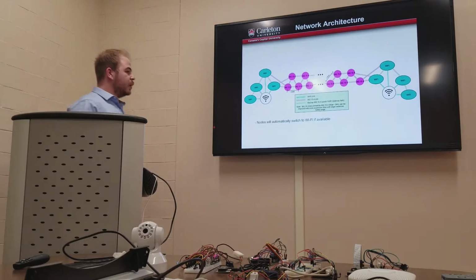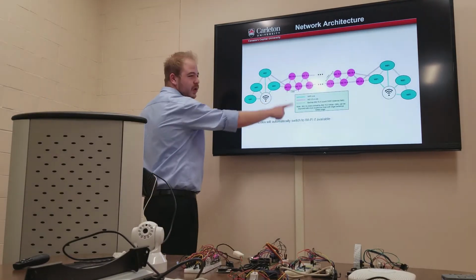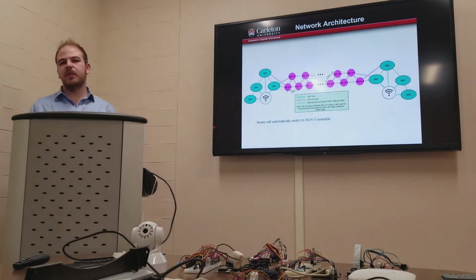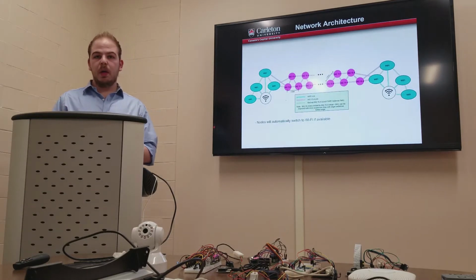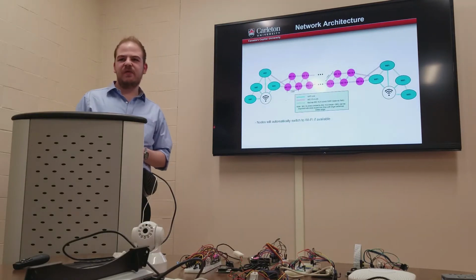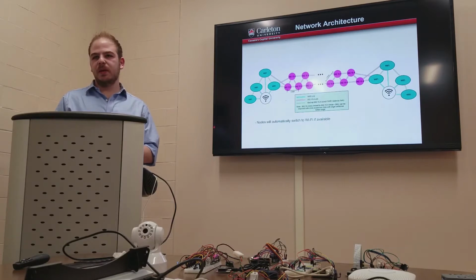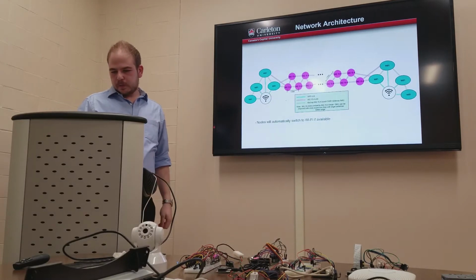The range between the Zigbee nodes we have is about 30 meters, and that's limited by the chips we're using. It can also be extended if we buy more expensive chips that have bigger antennas. Those chips can have ranges up to like 1 kilometer or something like that.